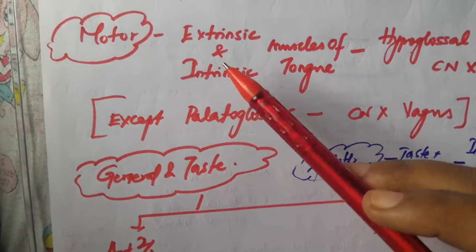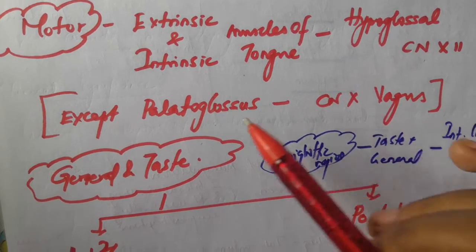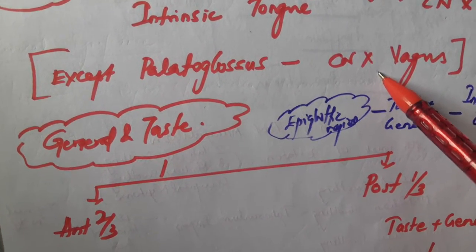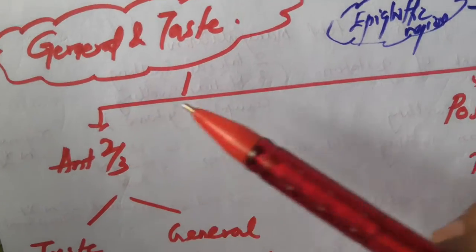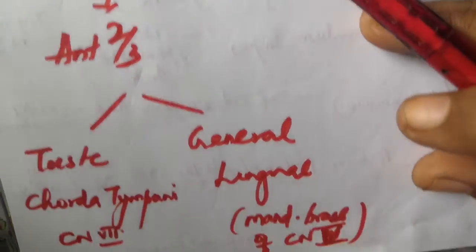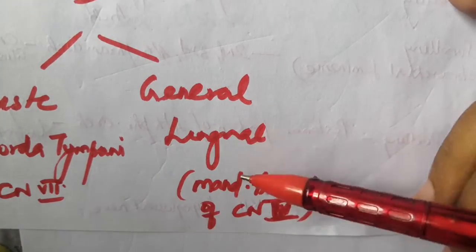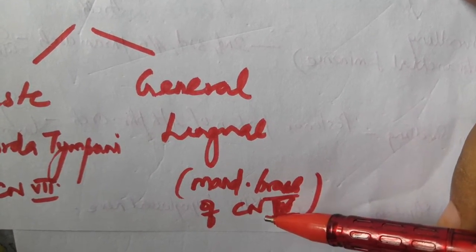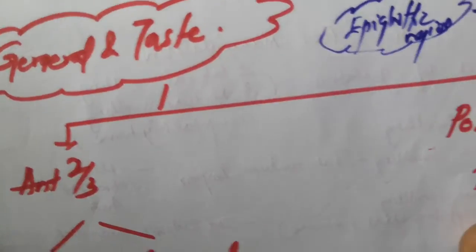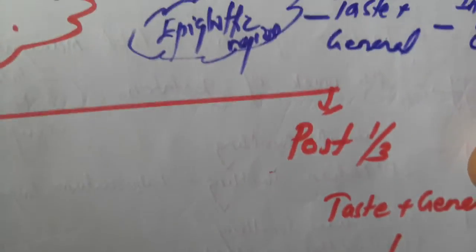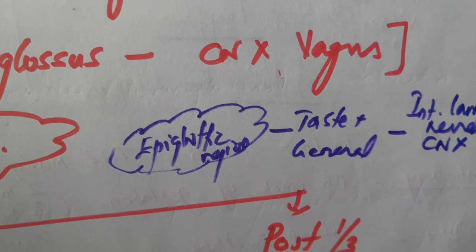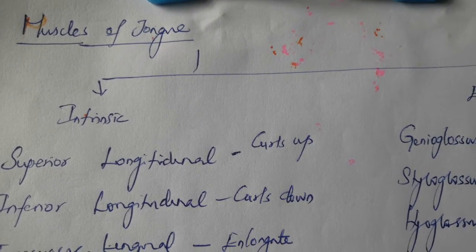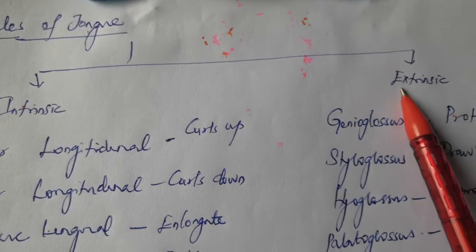So remember, muscles are supplied by the hypoglossal nerve except palatoglossus, which is by the 10th cranial nerve. For general and taste perception in the anterior two-thirds, taste is by the chorda tympani of the facial nerve and general by the lingual, mandibular branch of the trigeminal nerve. The posterior one-third is by the glossopharyngeal nerve, and the epiglottic and glottic region is by the internal laryngeal nerve. Coming to the muscles of the tongue, they are intrinsic muscles and extrinsic muscles.